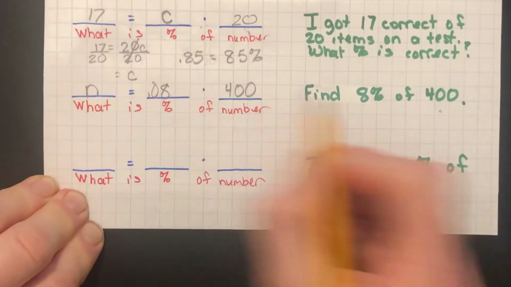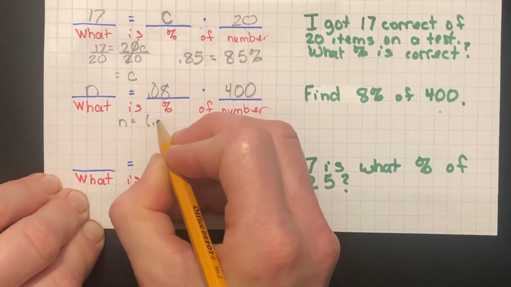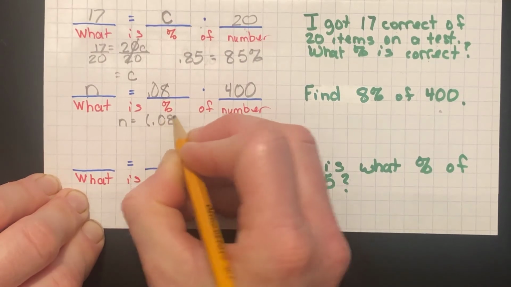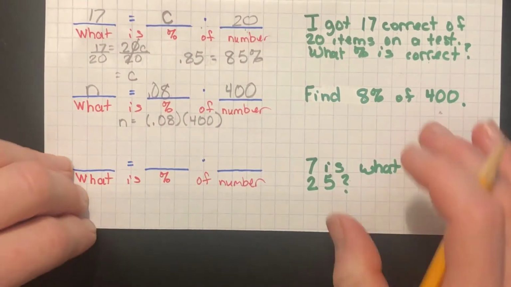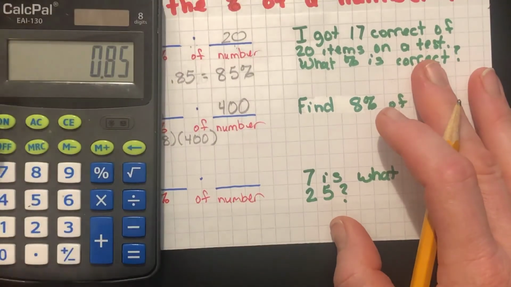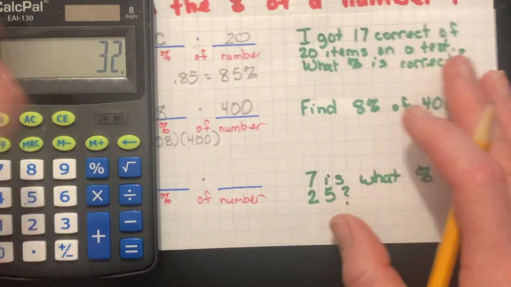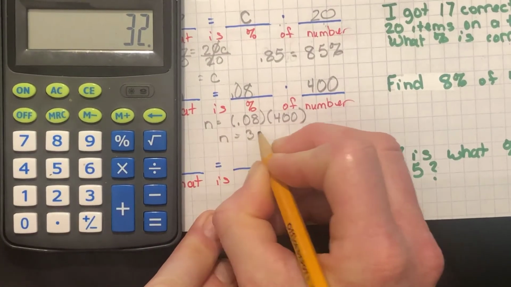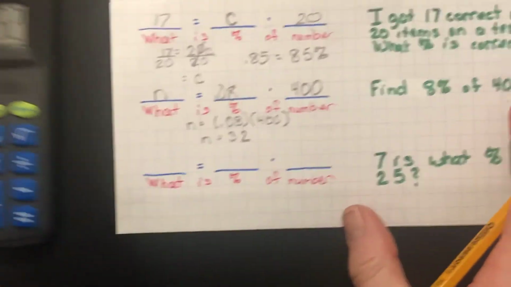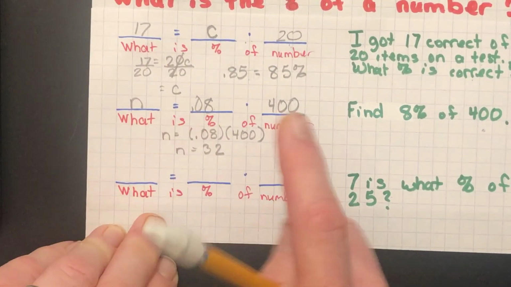That is 8% in decimal form. Now I'm going to write it out. N equals 0.08 times 400. Get my little calculator. 0.08 times 400. 32. N equals 32. Back to my question. 32 is 8% of 400.